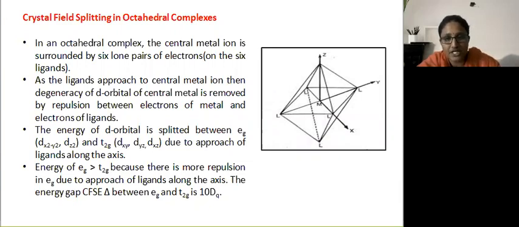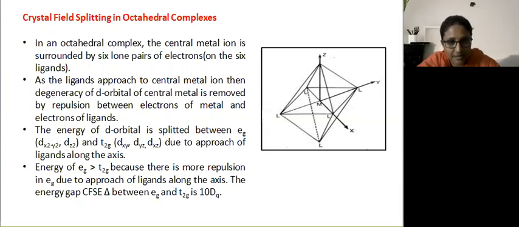In the first step, it is assumed that the ligands approach the central metal ion spherically, that is, at an equal distance from each of the d orbitals. At this stage, all the d orbitals are increased in energy by the same amount. The 5 d orbitals remain degenerate. In the second step, the spherical field changes to an octahedral field, leading to the splitting of d orbitals.